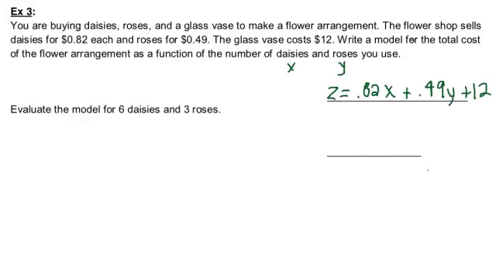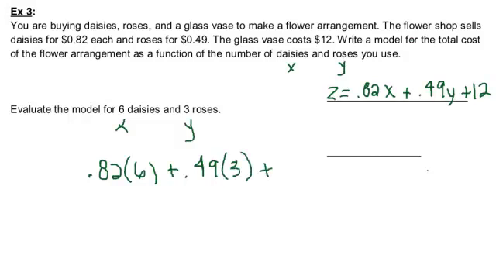and then we want to evaluate for 6 daisies and 3 roses. So we want to find out what our cost would be if we bought 6 daisies and 3 roses. So we're just going to plug those in. So we're going to plug in 6 for x, 3 for y. So 0.82 times 6, because that's the number of daisies that we are buying, plus 0.49 times 3, because that's the number of roses, plus our $12 vase, and then we can just evaluate.